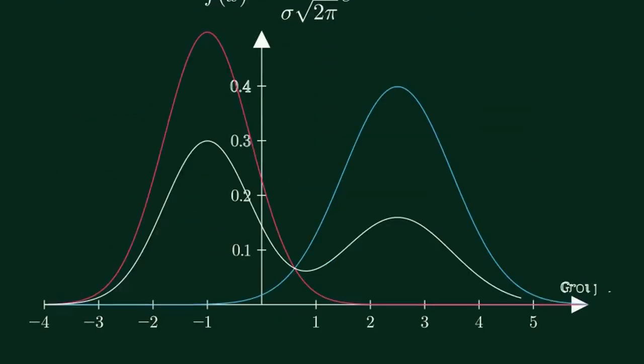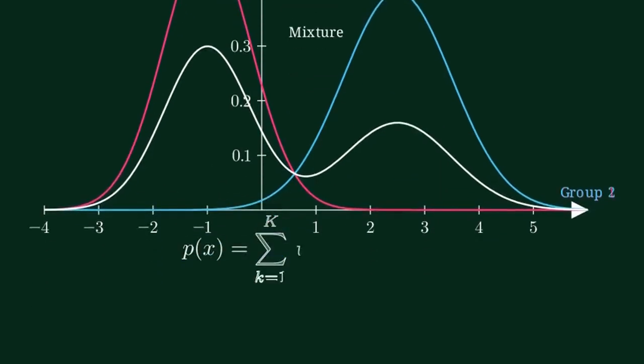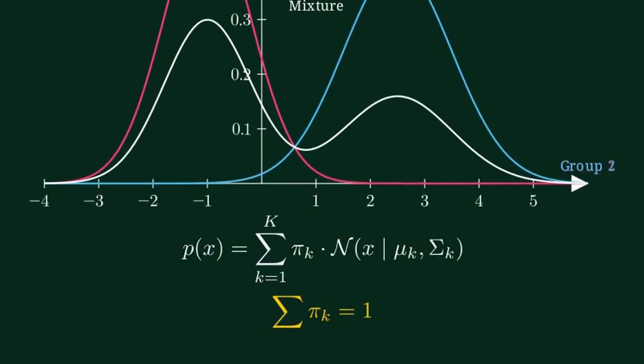Now, imagine data coming from multiple groups, like marbles from different factories. That creates multiple bell curves, and the mixture is their sum. The Gaussian mixture model combines k bell curves with mixing weights. The weights add up to 1.